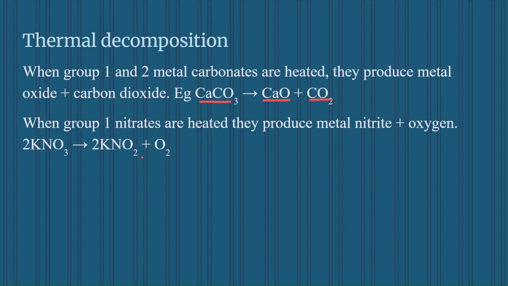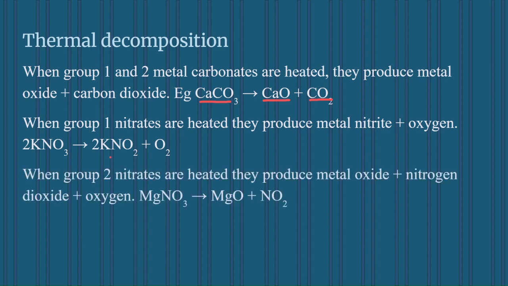2KNO3 creates 2KNO2 plus O2. That's nitrite there. And then when group 2 nitrates are heated, they produce metal oxide plus nitrogen dioxide plus oxygen. That's the one you've got to remember. Mg(NO3)2 creates MgO plus NO2 plus O2. Have I not written that?